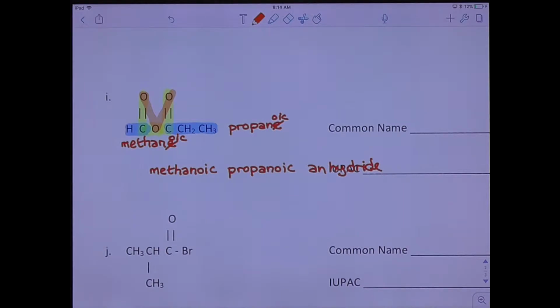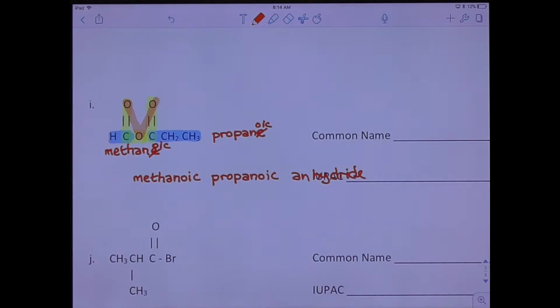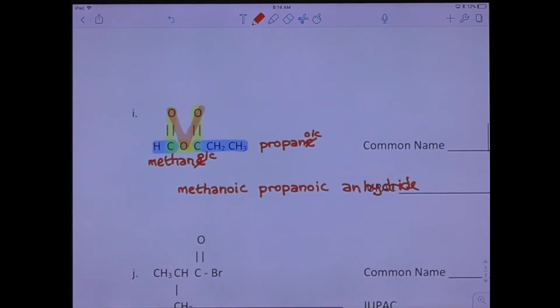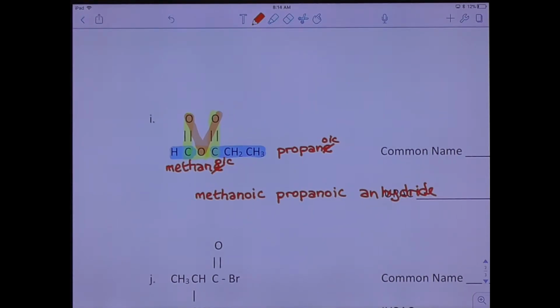Any of you know the common name for one carbon yet? Formic. Okay. I see you guys looking. That's fair enough. At this stage, that's more than fair enough. I'm glad you're even putting the effort into learning them. And then if you have 3 carbons, it's propionic. Put those in alphabetical order and write anhydride at the end of it.